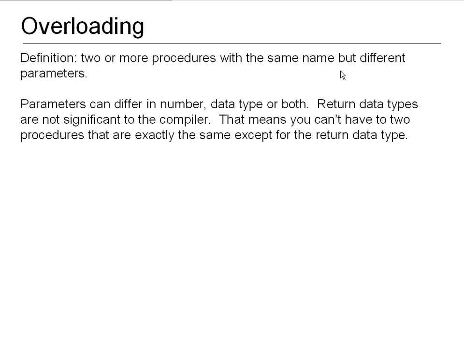Overloading is when you have two or more procedures with the same name but different parameters. Parameters can differ in number, data type, or both. Return data types are not significant to the compiler. That means you can't have two procedures that are exactly the same except for the return data type. You'll get a multiple definition error.